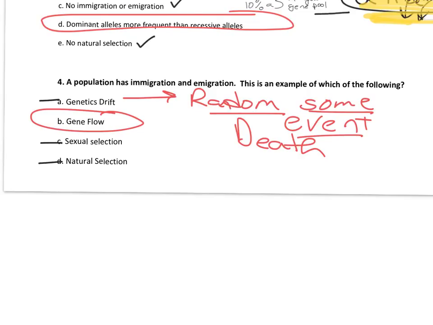Let's move on. Random because of some event, and we're talking about random death. Natural selection is also death, but it's not random. It has a reason. And we'll look at the example on the next page. Are we all good with this?